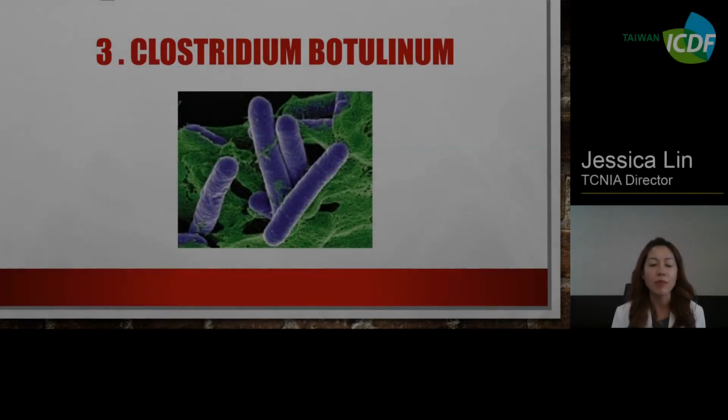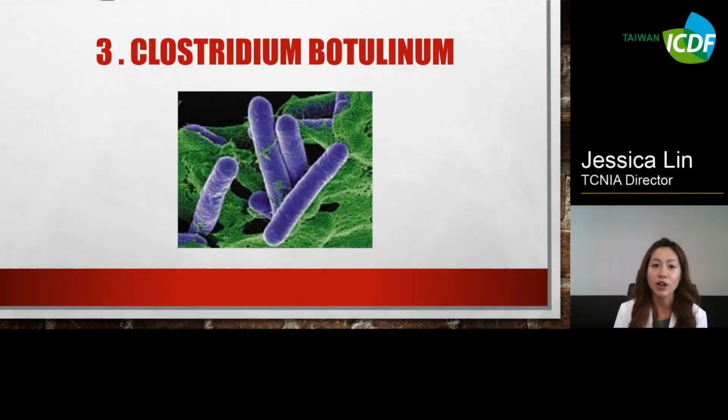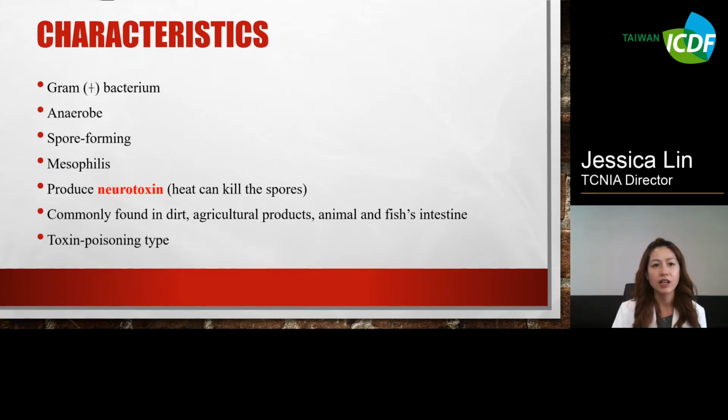So the third type of bacteria that I'm going to introduce to you is called Clostridium botulism. So usually we can abbreviate it as C-Bot. Some of the characteristics for Clostridium botulism include it is a gram-positive bacterium. It is also anaerobe, meaning it doesn't like oxygen. It will form spores, so you want to make sure that you cook your food until a certain temperature to kill the spores.